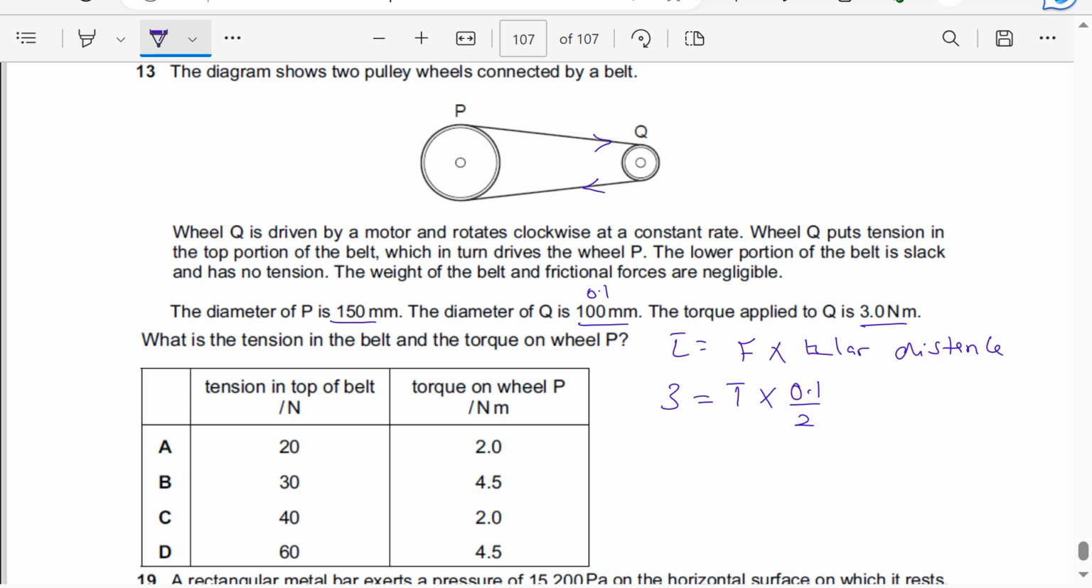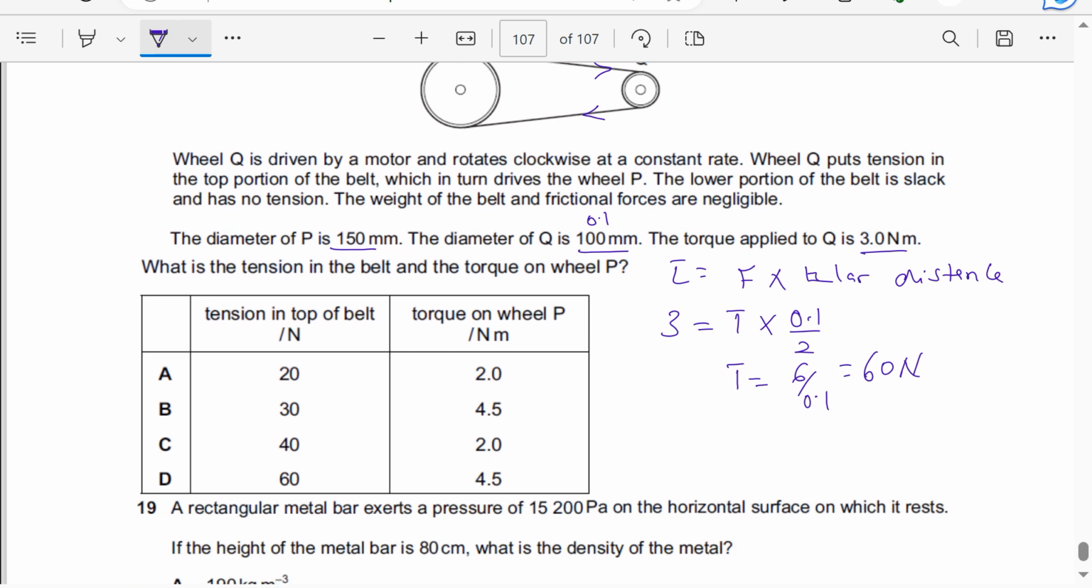So this means the tension here is going to be 6 over 0.1, which is going to be 60 newtons. So the tension in the top of the belt is 60 newtons. So this is out, this is out. Without even checking the second one, the answer is going to be D.